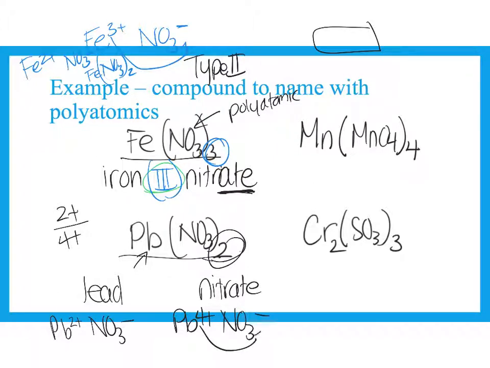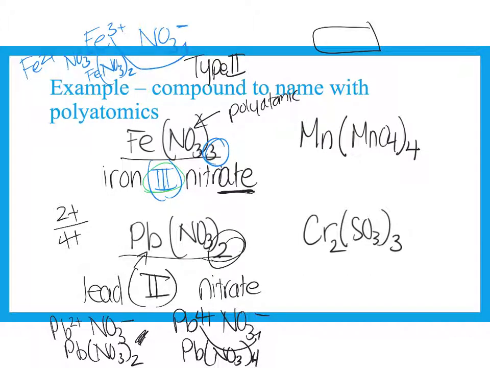The 4 is going to go down here, right? So this one would become this, with the 4 in the subscript. Whereas this one becomes this, with the 2 in the subscript. So this one matches the one, right? So this one is going to be lead 2 nitrate.